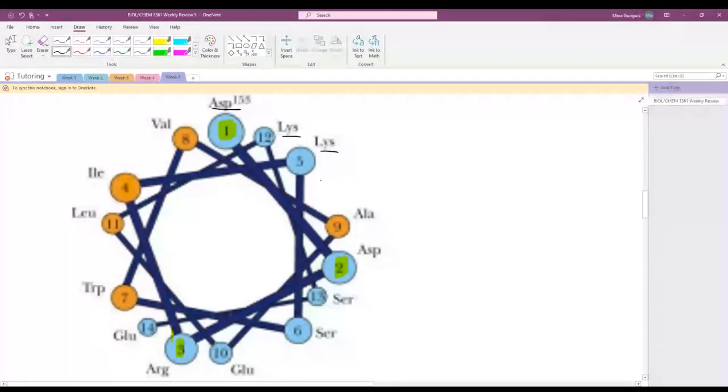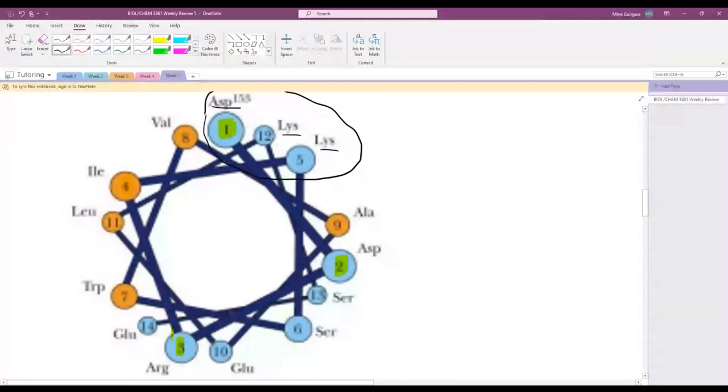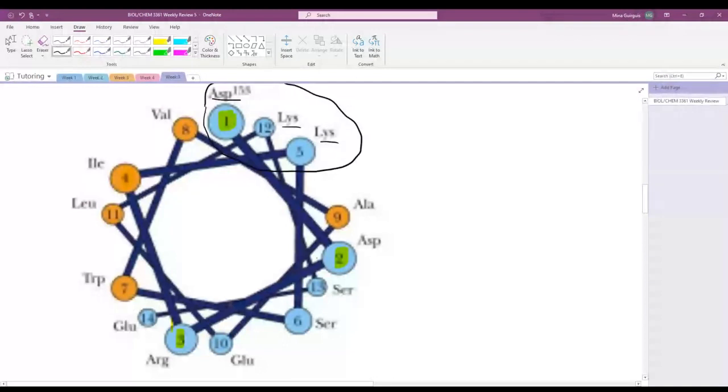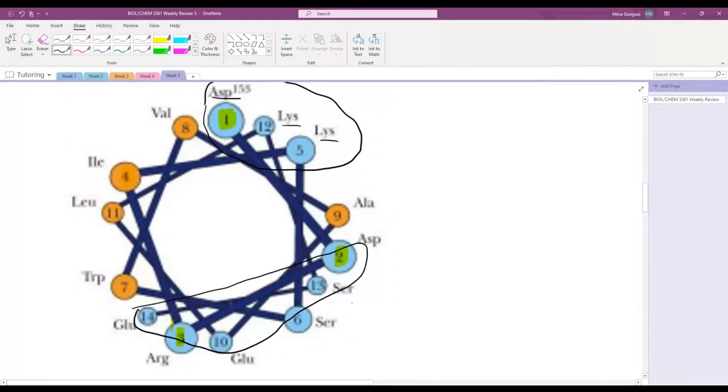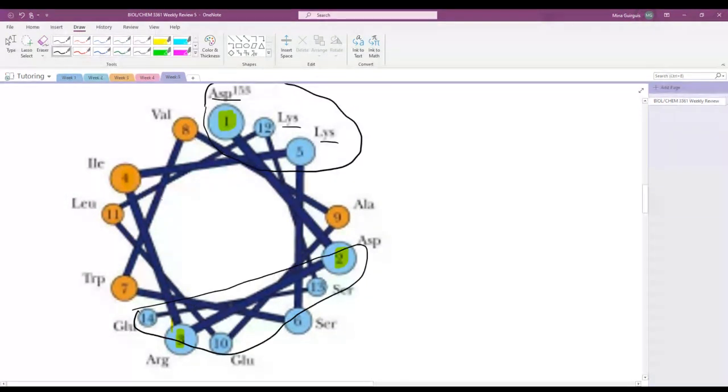This makes us happy because this is a polar region of our helix. Over down here, we actually have a very big region between 14 and 2. This is another really large polar region. And I apologize for the not great circling. And then finally, to the left side, we have a non-polar region.